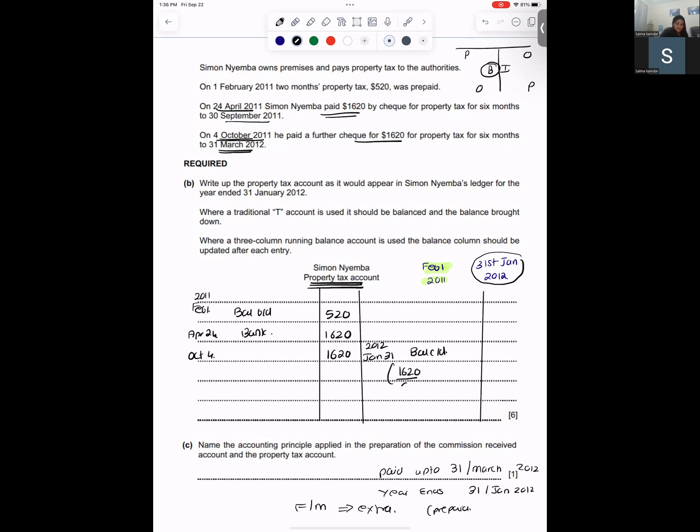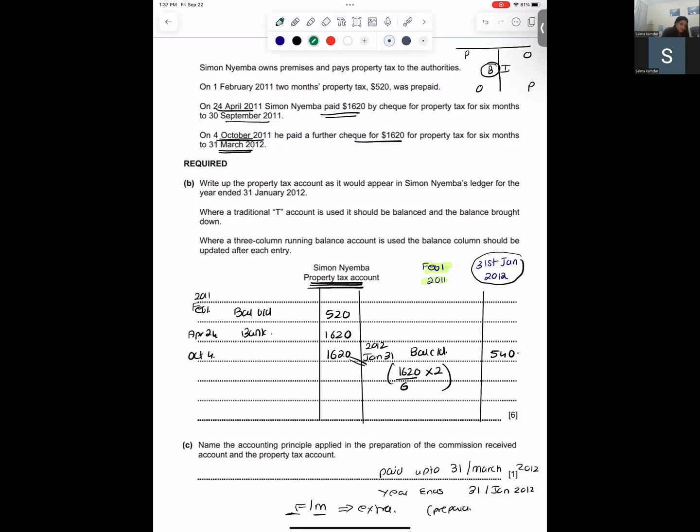1620 is for 6 months. So what would be the prepaid for 2 months? Prepaid is for Feb and March. So for 2 months, it would be 540. Now, this I have derived.